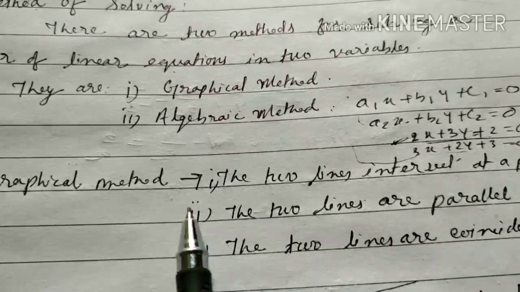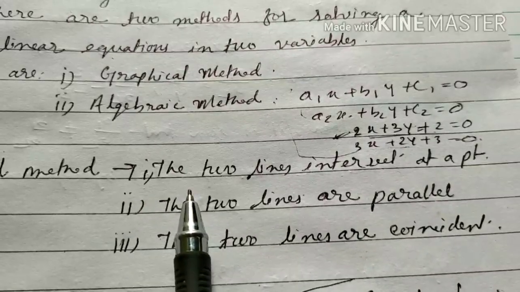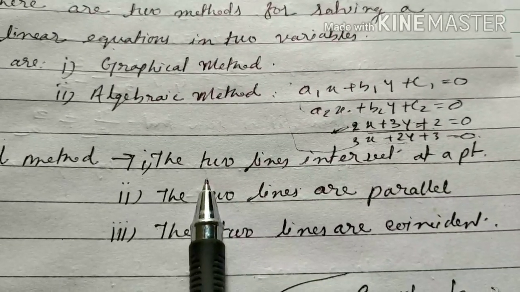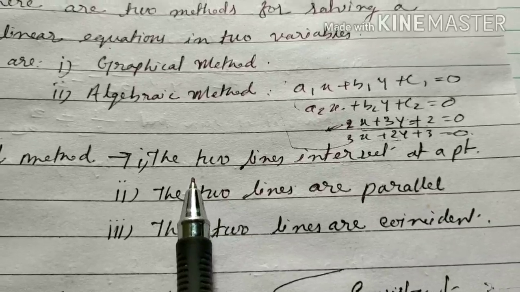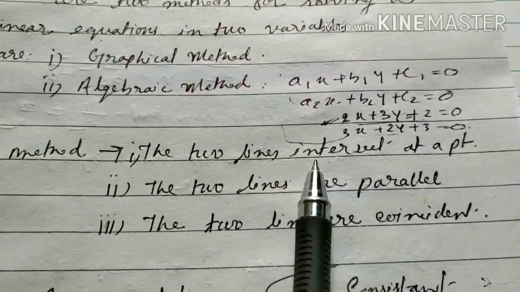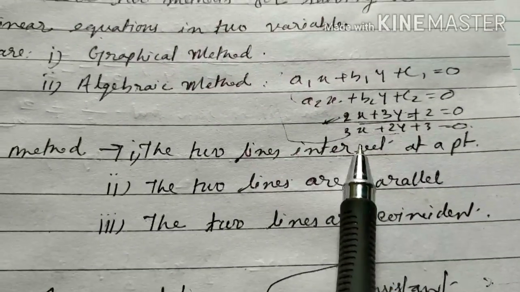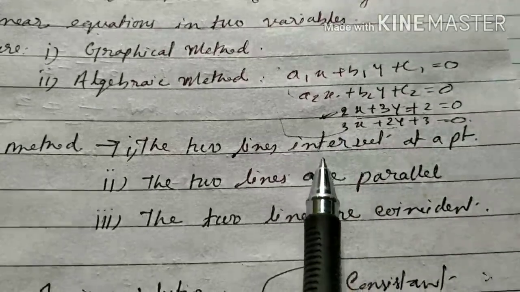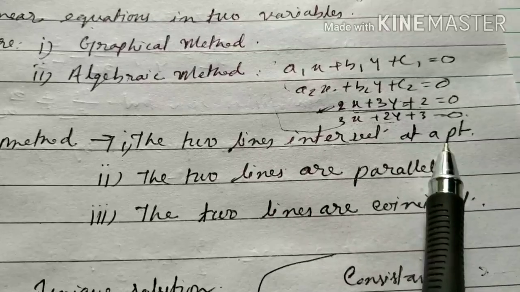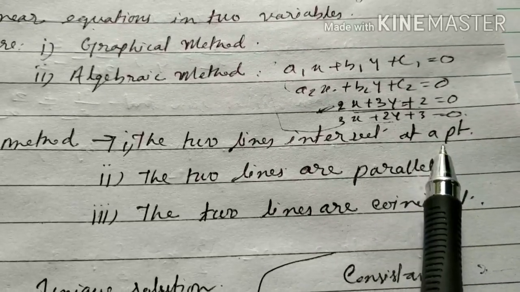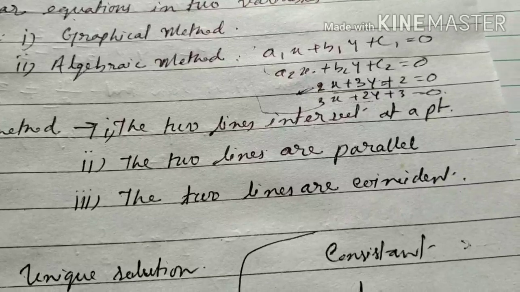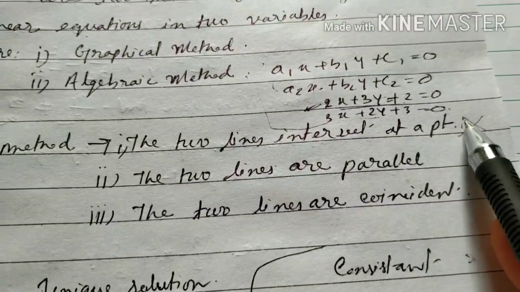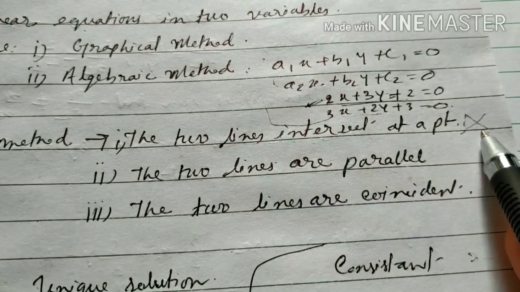After drawing the graphs, you can see three different types of cases. In the first case, the two straight lines, one for each equation, intersect at a point. When the two straight lines intersect, we see that they meet at exactly one point.